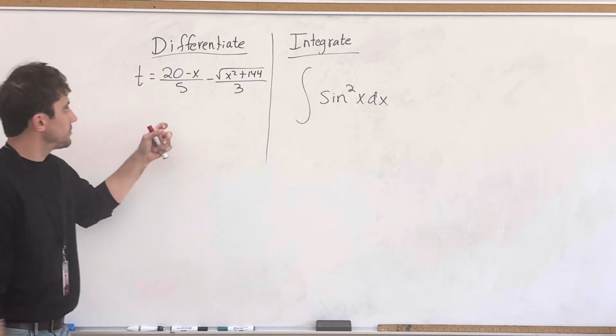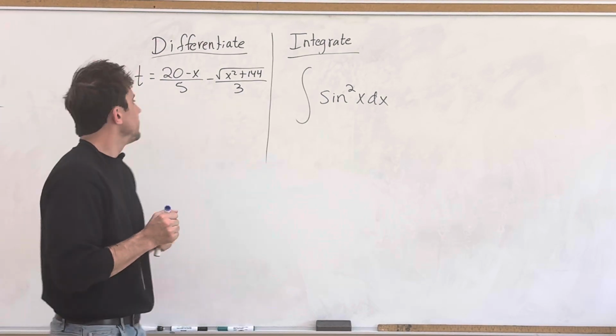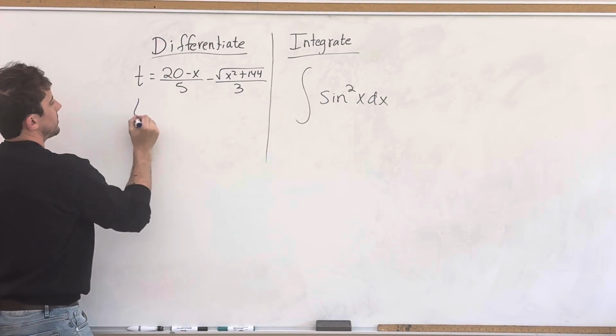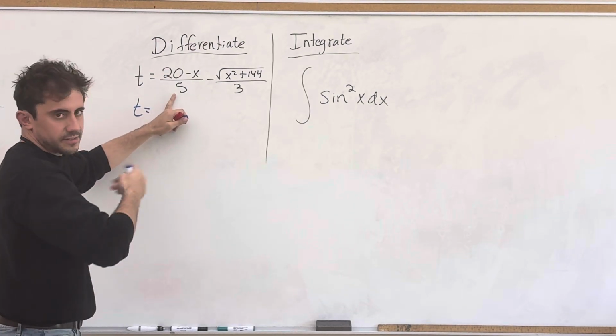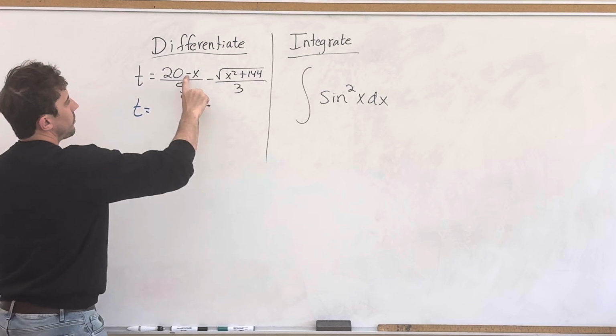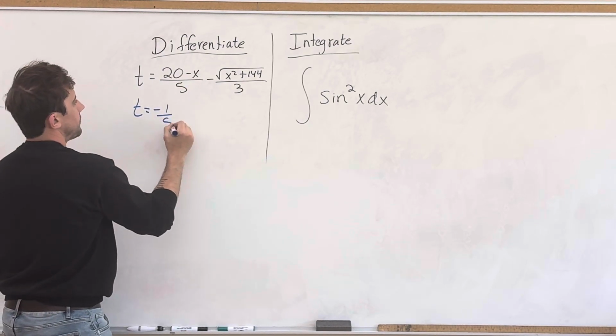So for the first one, we're going to differentiate this t equals some function in x. So let's go ahead and do that. Nothing too crazy today. So we'll have 20 over 5, that's going to be a constant. The derivative is going to be 0. So all we'll have for the derivative of negative x over 5 is negative 1/5.